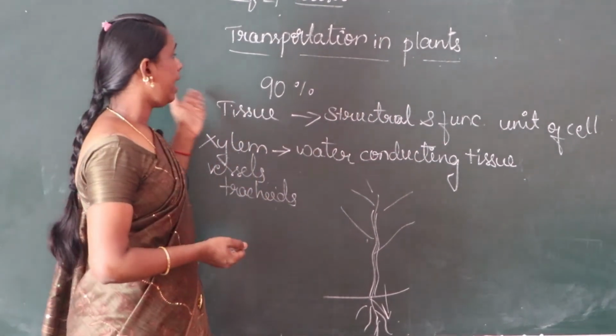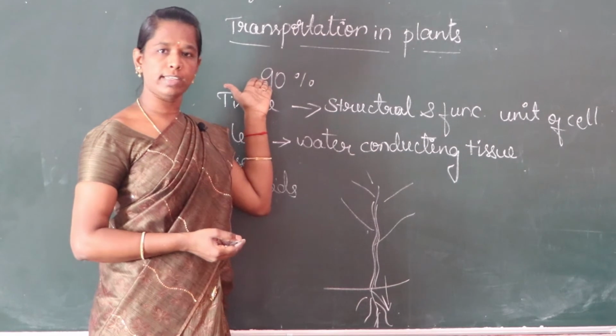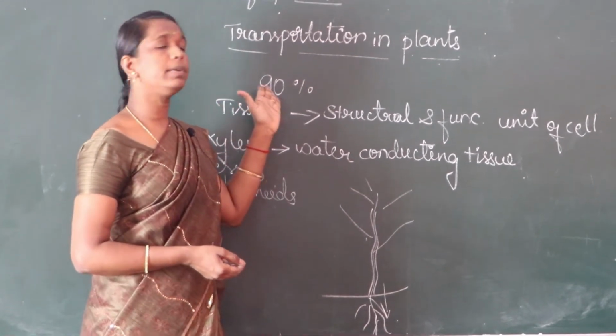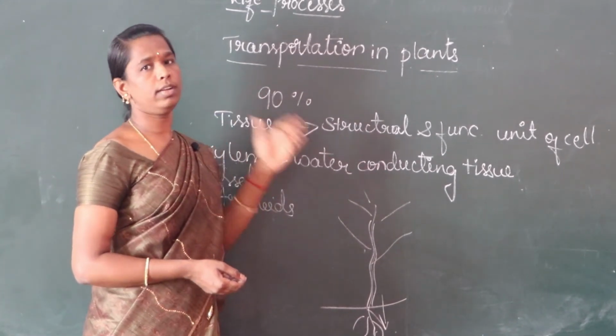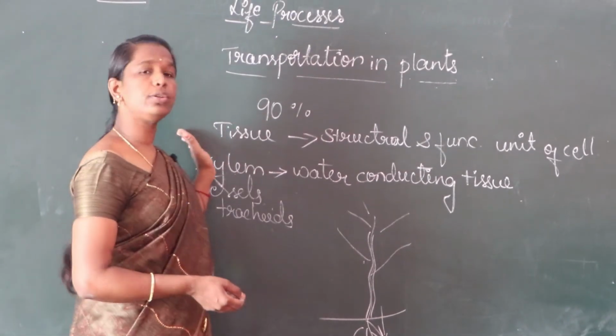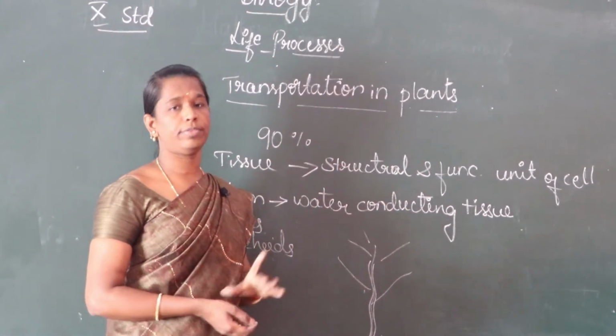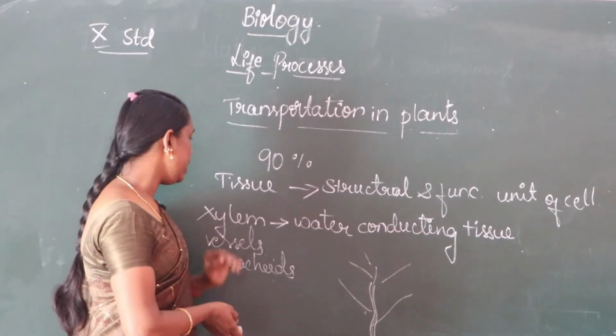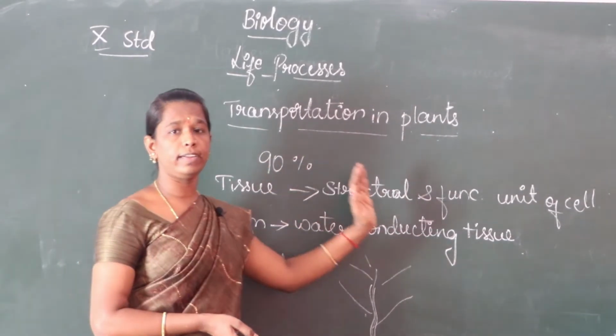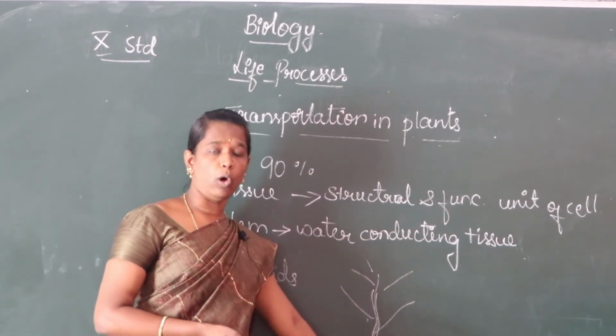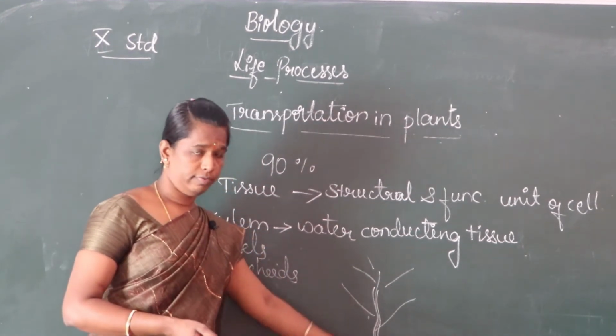See children, about 90% of plants is water. Tissue is a structural and functional unit of a cell. Everyone knows that. Xylem is a water conducting tissue. It transports water from the soil, from roots.